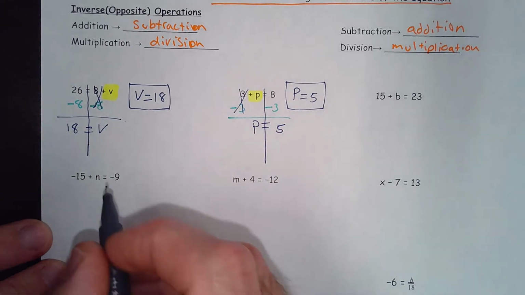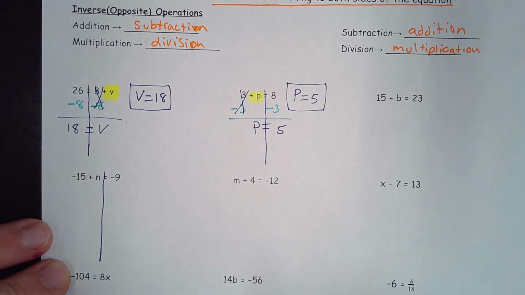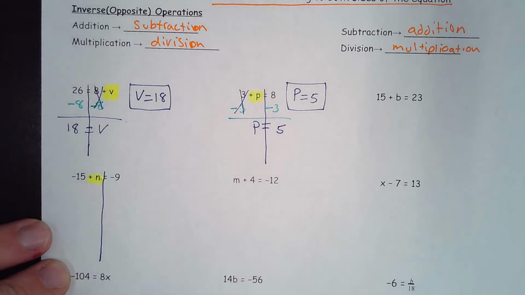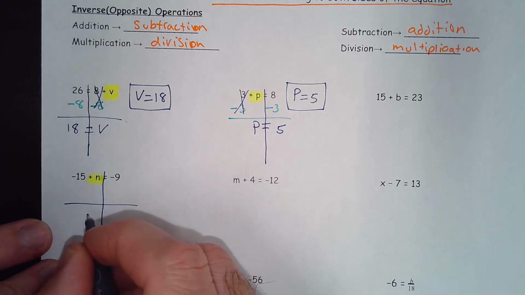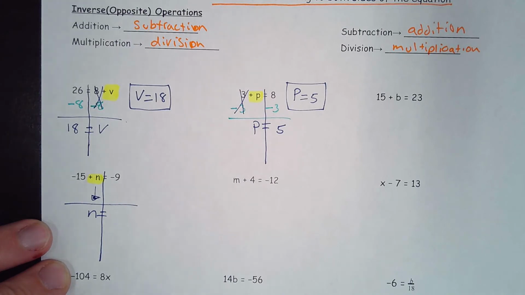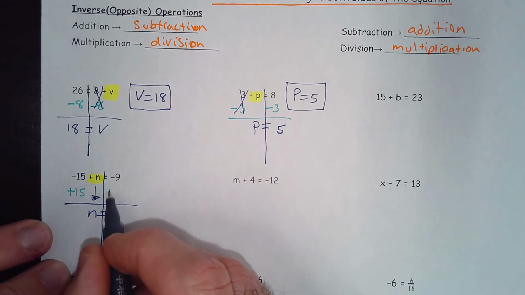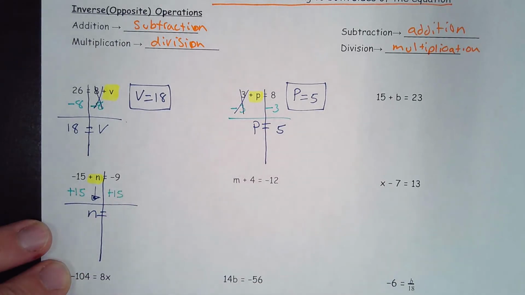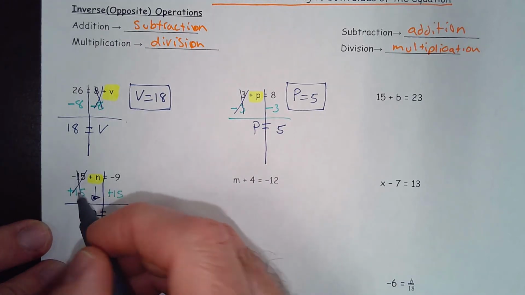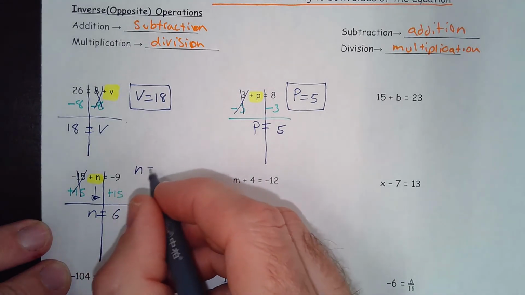Let's go down to this one. This one's a little different. So very first thing, we draw our line. Find our variable. To get our variable alone, remember our goal is to do something here where we just have n left. We can just copy that n down, and that's all we have left. To do that, we need to get rid of -15. Well, how do we get rid of -15? We add 15 to both sides. Positive 15 and -15 cancel out. 15 minus 9 gives us 6. N equals 6.